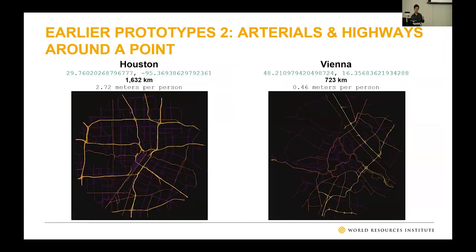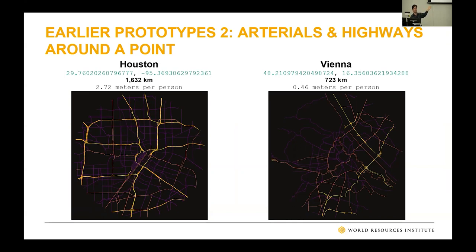Then we do other things, like trying to build on this and see what kind of data we can extract from OpenStreetMap. This is a classical comparison, at least in urban planning, where you're comparing Houston and Vienna, and looking at the same radius. So you're comparing the two radii and seeing what the routes of highways are in that particular radius. Houston, because the cities are planned, has a lot more highways compared to Vienna, at 2.72 meters of highway per person, as opposed to Vienna. This could be a communication tool to show urban planners how you plan your cities matters.